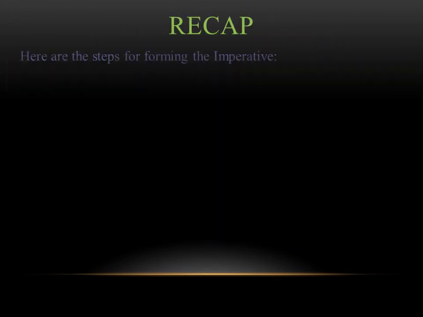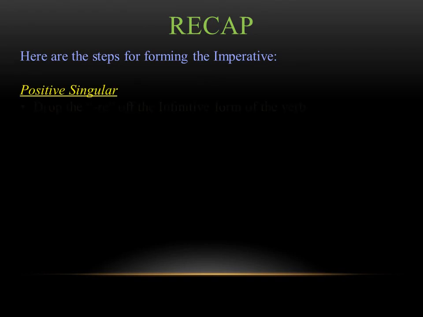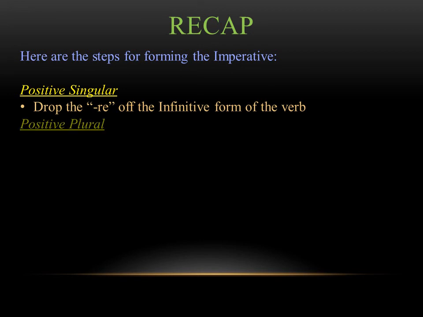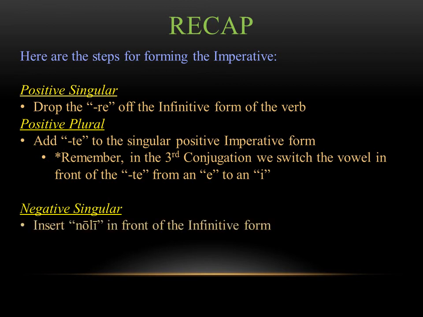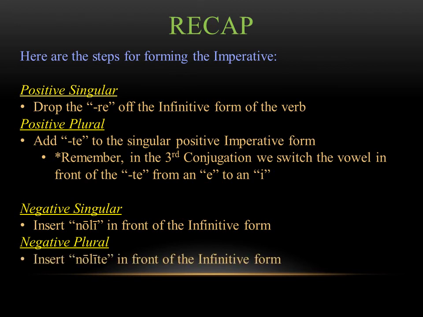Just do a quick recap. These are the rules for forming the imperative. In the positive singular, you're going to drop the re off of the infinitive form of the verb. For the positive plural, you're going to add a te to the singular positive imperative. And remember, in the 3rd conjugation, you have to switch the stem vowel from an e to an i in front of that te ending. For the negative singular, you're going to insert noli in front of the infinitive form. And for the negative plural, you're inserting nolite in front of the infinitive form.